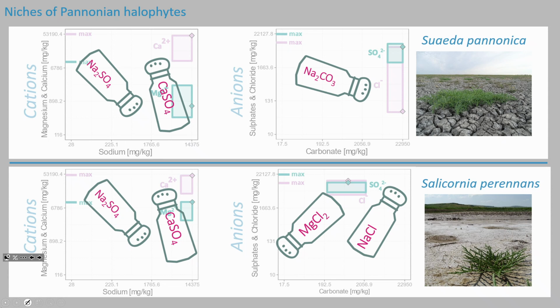And if we want to say the same thing again in different words, we can say that both species grow in soils which are high in sodium sulfates and calcium sulfates, but Suaeda pannonica prefers to grow in sodium carbonate-rich soils, and Salicornia perennans prefers to grow in sodium chloride-rich soils that also have some magnesium chloride included.